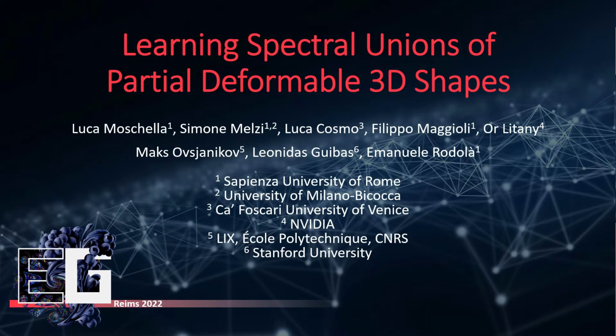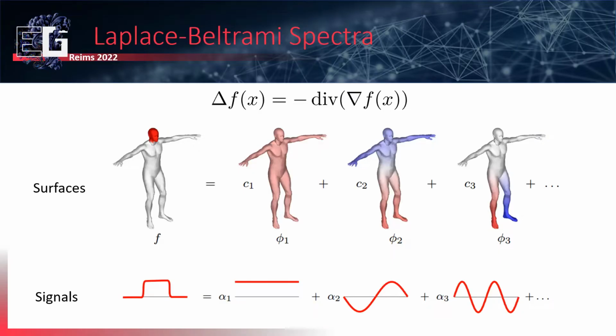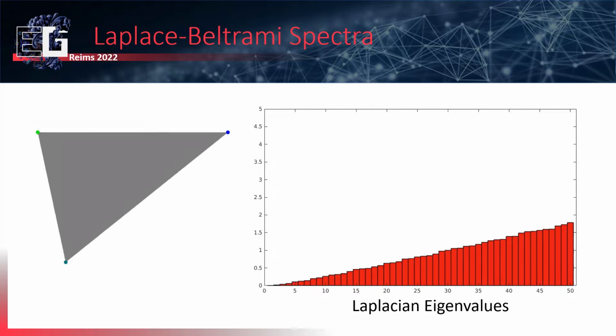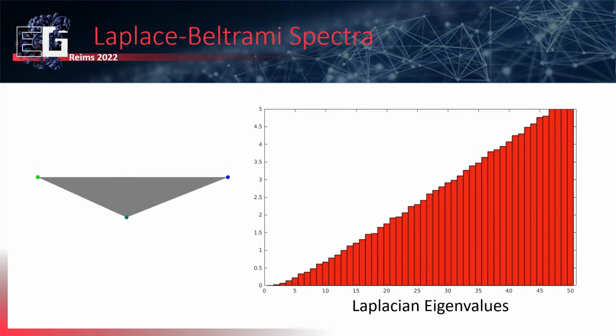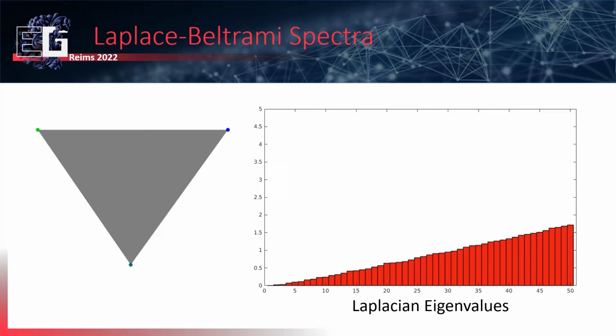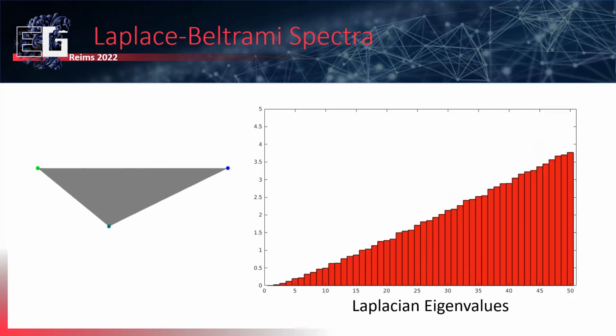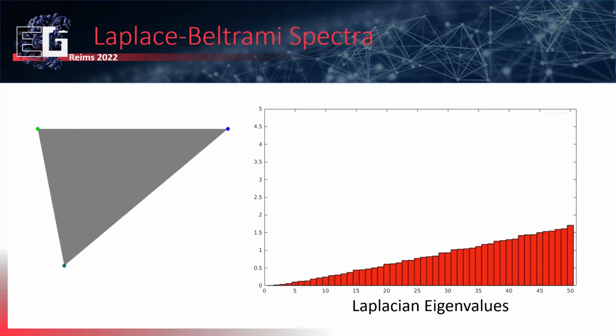In this work, learning spectral unions of partial deformable 3D shapes, we explore the properties of the Laplace-Beltrami spectra. The Laplace-Beltrami operator generalizes the classical Laplacian to surfaces and can be used in the same way to perform Fourier analysis on surface signals. This is done by computing its eigenvectors and eigenvalues. They have interesting properties. For example, the slope of the eigenvalues is proportional to the shape area. Meanwhile, the specific values depend on the shape geometry.